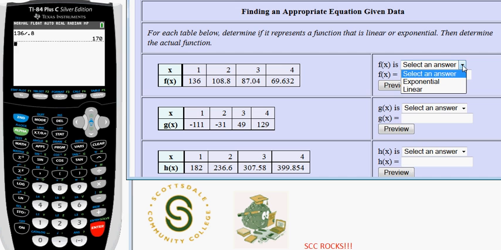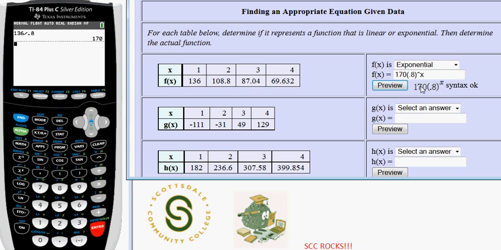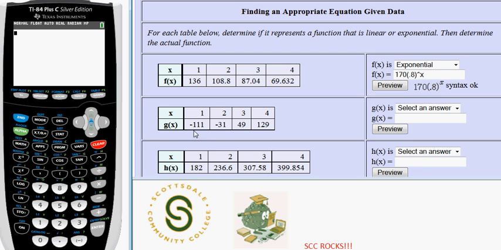So this one is exponential. Its equation would be: the a value is 170, that's the start value. In parentheses, we write the multiplier, or the growth factor, that's 0.8. Some faculty call this the decay factor because it's going to indicate decay. I like to just call it negative growth, either way. And then I'm going to have to use the caret key and then type in the variable x. If you want to make sure you typed it in right, you can hit preview, and that looks like a good exponential equation.